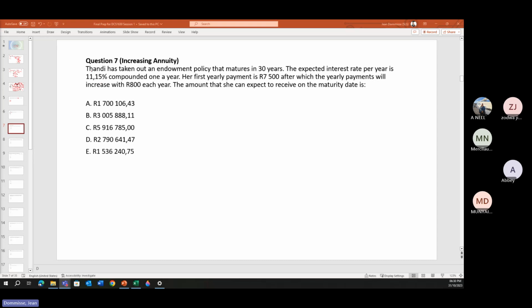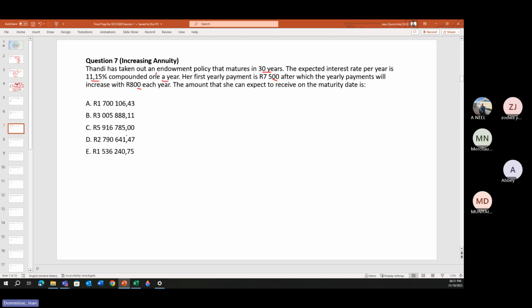In this one, Tandia has taken out an endowment policy that matures in 30 years. The expected interest rate per year is 11.15%, compounded, that is probably once a year, compounded once a year. The first yearly payment is 7,500, after which the yearly payments will increase with 800 Rand each year. The amount that she can expect to receive on the maturity date is, okay, and it is a vast spread of numbers.